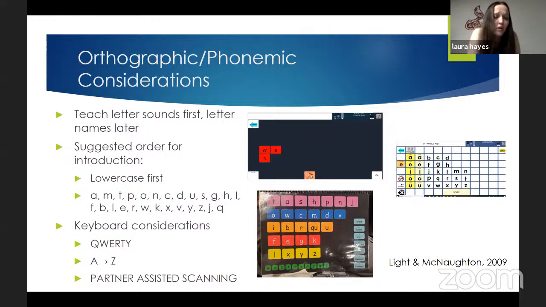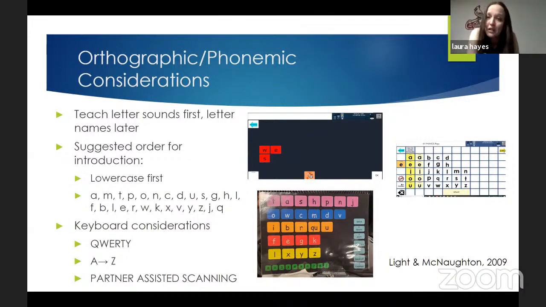The suggested word order is the lowercase first, and I'm not going to read through all of those, but it starts with A, ends with Q. As far as with an AAC device, considerations that I just kind of want you guys to be thinking about: what does your system keyboard look like for your child or your student? Is it a QWERTY keyboard? Is it an alphabetic keyboard? If you're joining us from the UK, I studied there for a while, and that completely threw me because their keyboard is just different enough to give me a headache.